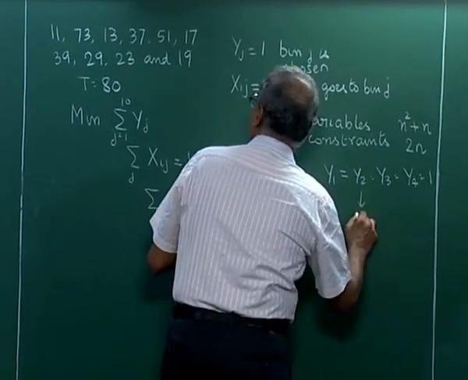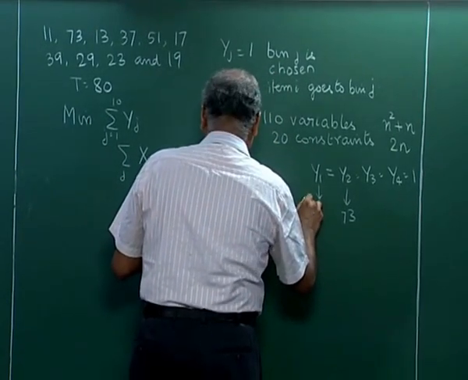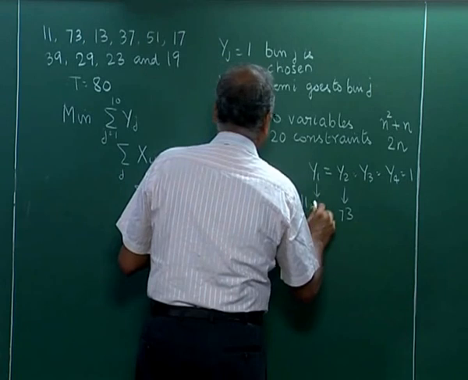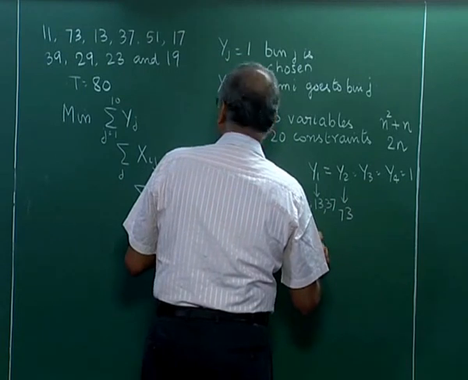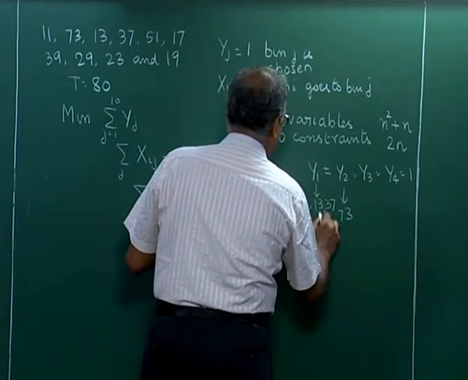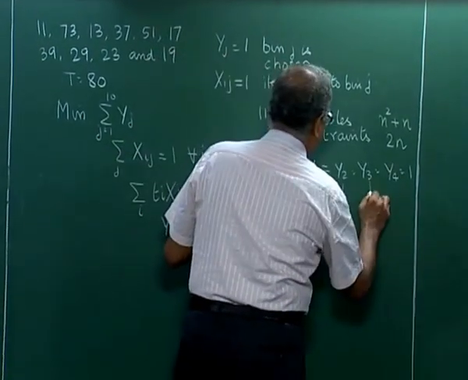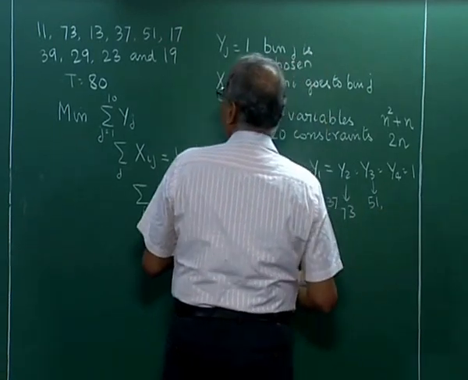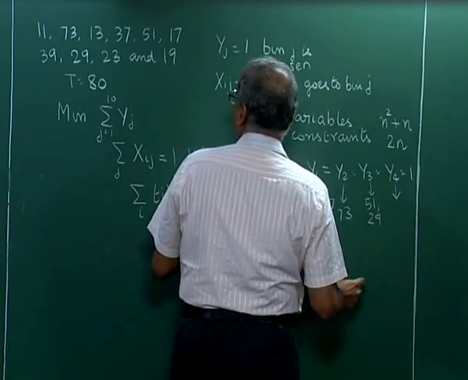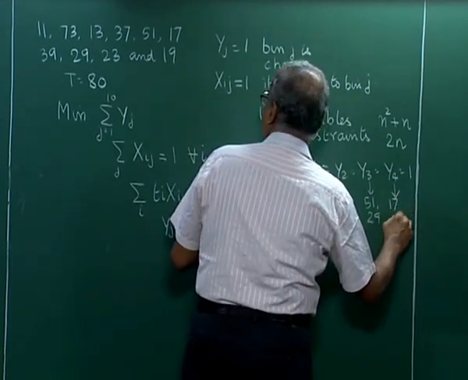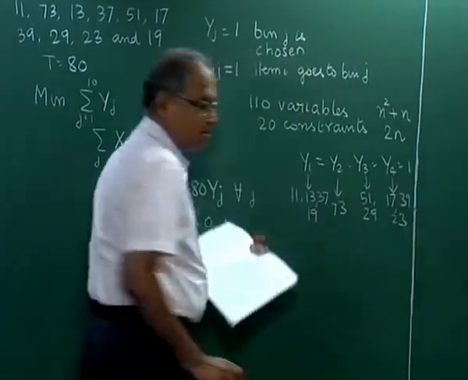So the item with 73 goes to this bin, items with 11, 13, 37 and 19 go into this bin. The items with 51 and 29 go into this bin, and the items 17, 39 and 23 go to this bin.